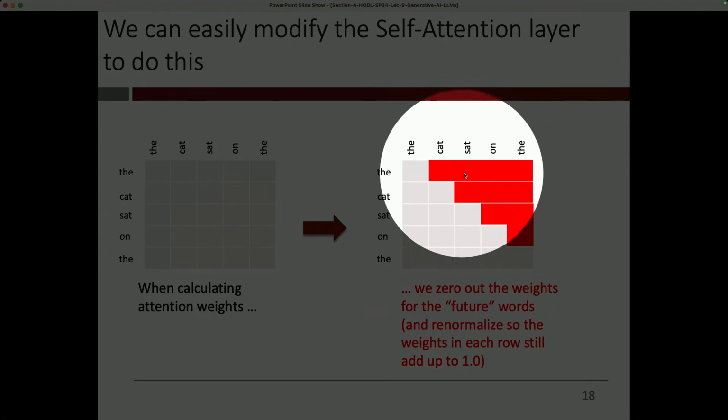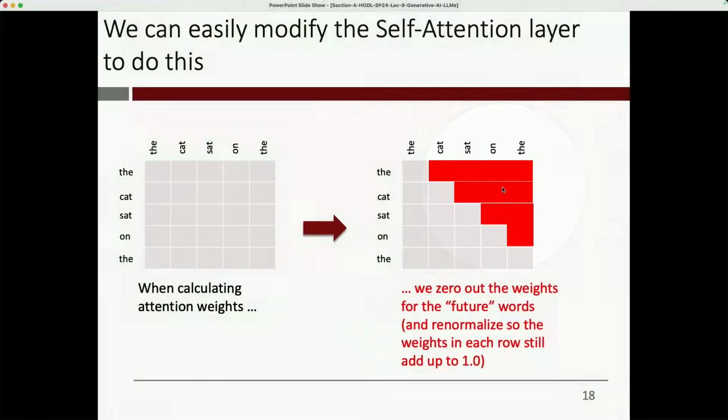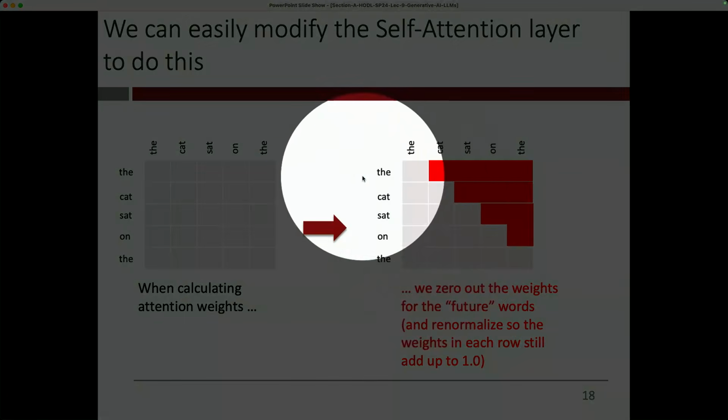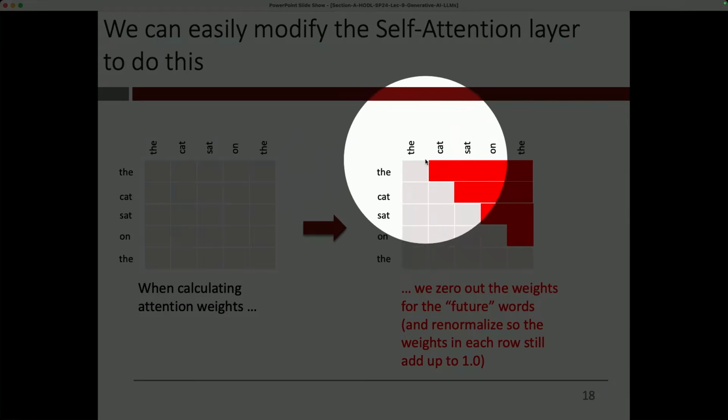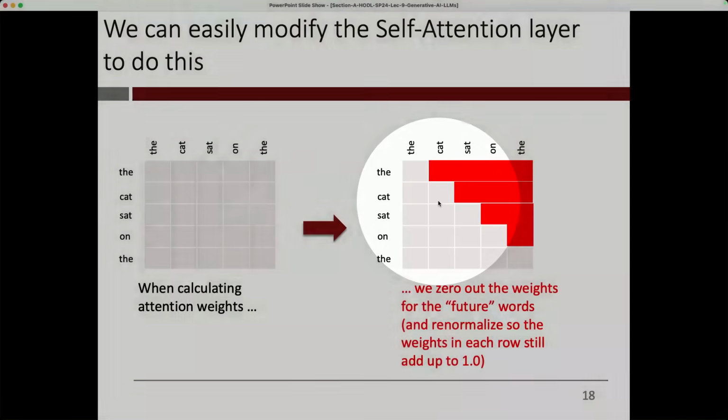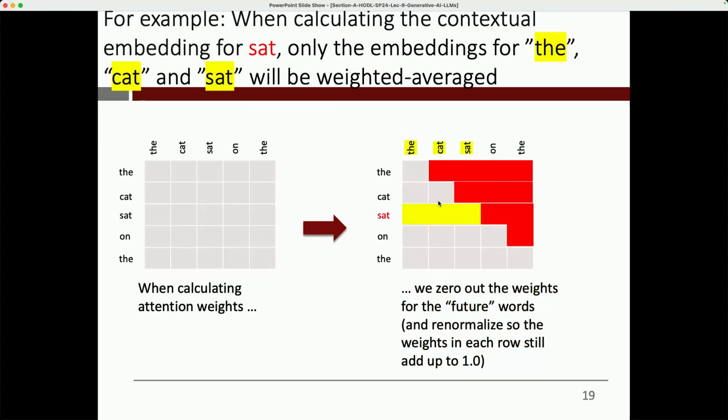Okay? We just zero everything here out. And then we renormalize so that the remaining cells, the non-zeroed out cells, will still add up to 1 in each row. So what that means is that for cat, only this thing is going to play a role. So let's give an example.